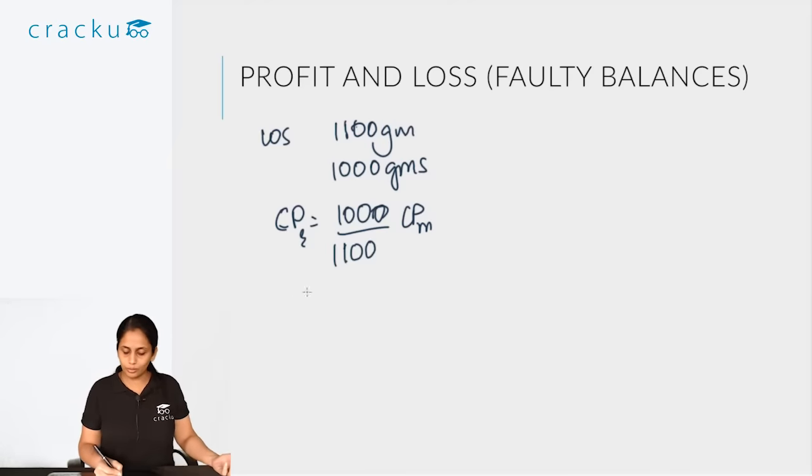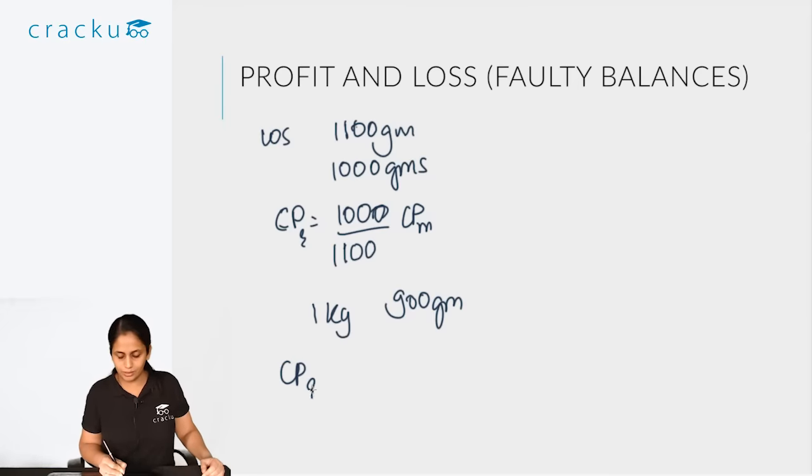Now, if somebody cheats while selling, that is while selling it to the consumer, instead of giving 1 kg, he gives you only 900 grams. So again, you have to calculate the effective cost price. So the effective cost price would be 900 by 1000 into the stated cost price.